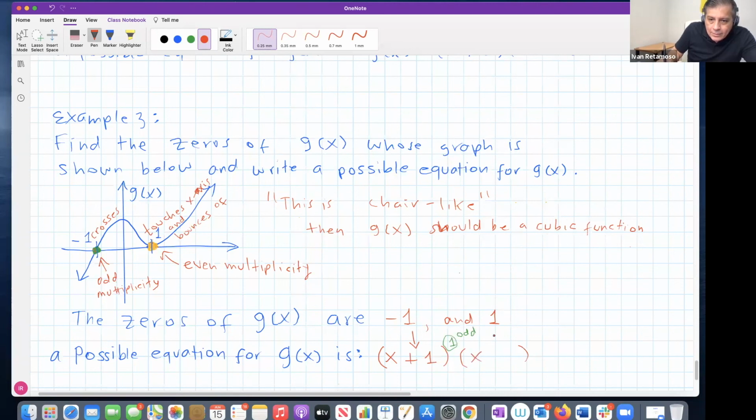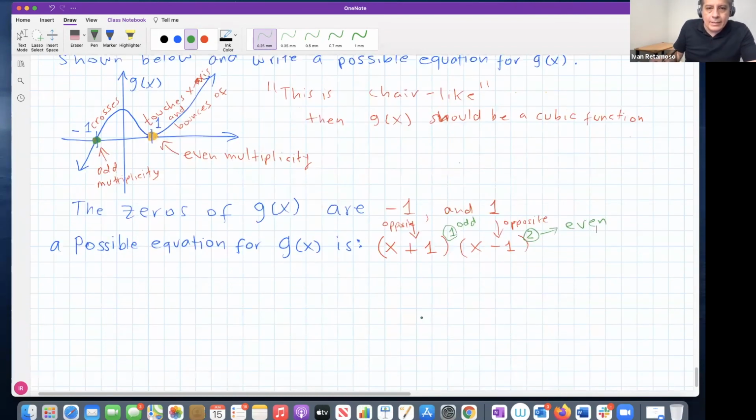x, the opposite of this, which is -1, right? But then this is touching and going away, so the exponent has to be even, so exponent 2. Follow, guys? These are opposites of the zeros. Very good, guys. I think with this, we should be okay.